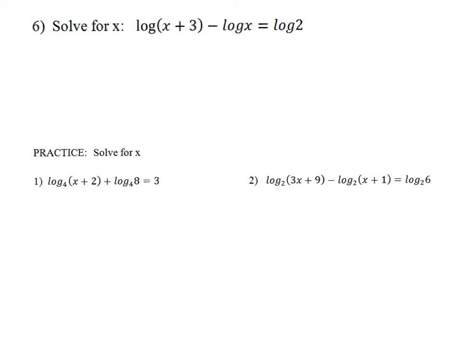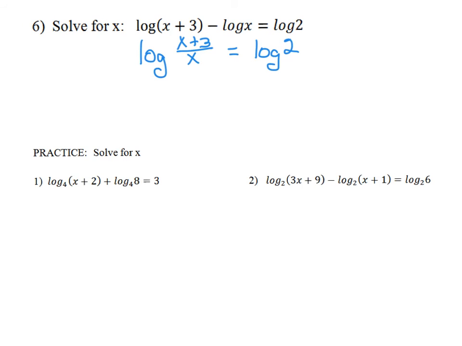So for this one I want to rewrite, but it's a little bit different because I see that I have subtraction between two logs. So when there's subtraction between two logs, this gets rewritten as a quotient. So log of x plus 3 over x. So notice that the quotient of the arguments is equal to log of 2.